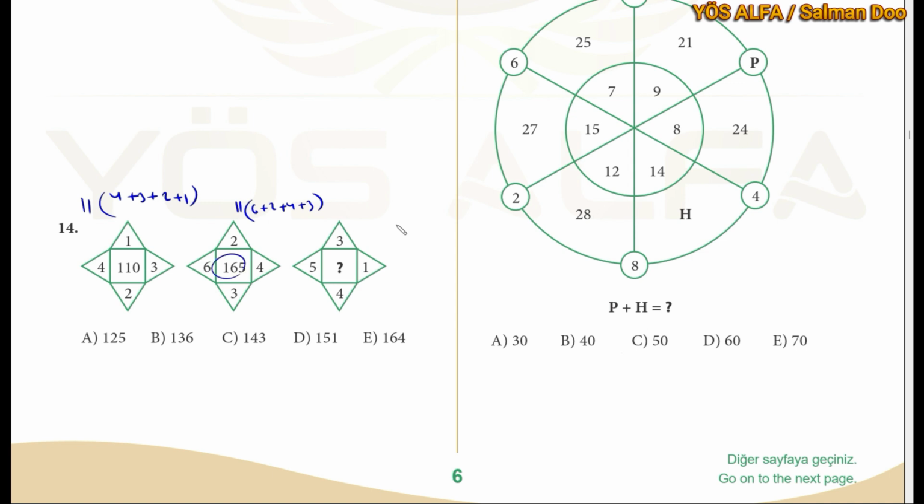So here we have 11 times the summation of these 4 numbers. So 3 plus 1 plus 4 plus 5 is equal to 13. 13 times 11 is 143. So the answer is C.